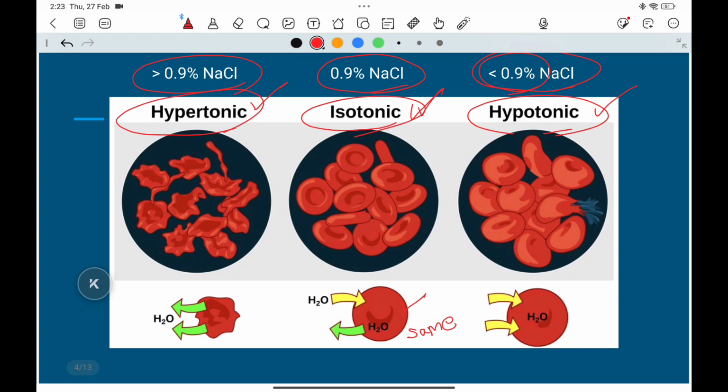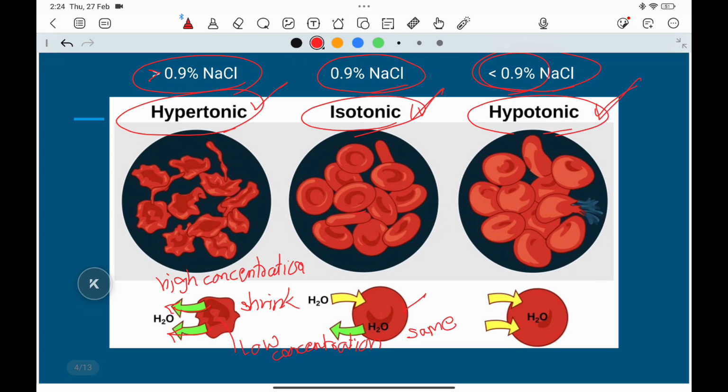And then this hypertonic solution has more than 0.9%. So the solution has a high concentration, and inside the red blood cell it is low concentration. So according to osmosis, the water will be released from the cells. So this red blood cell will shrink.